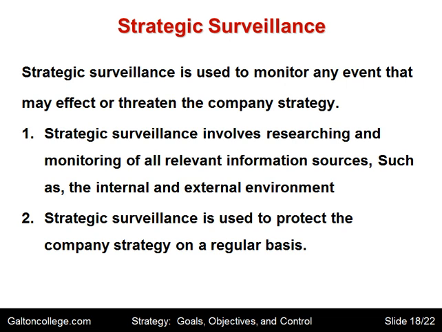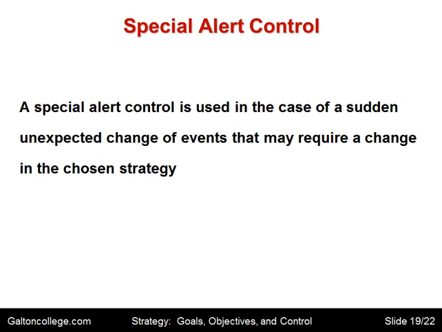I said that there was one other added to it, so the 3-step could be considered as a 4-step model. The last one, as I said, was special alert control. This is used in the case of a sudden unexpected change of events that may require a change to the chosen strategy. This could be for a variety of reasons, natural reasons perhaps, adverse climate, or earthquake, or tsunami, or war, or civil disturbance, or lots of things, events in the future could happen which may knock the business off its strategic direction.